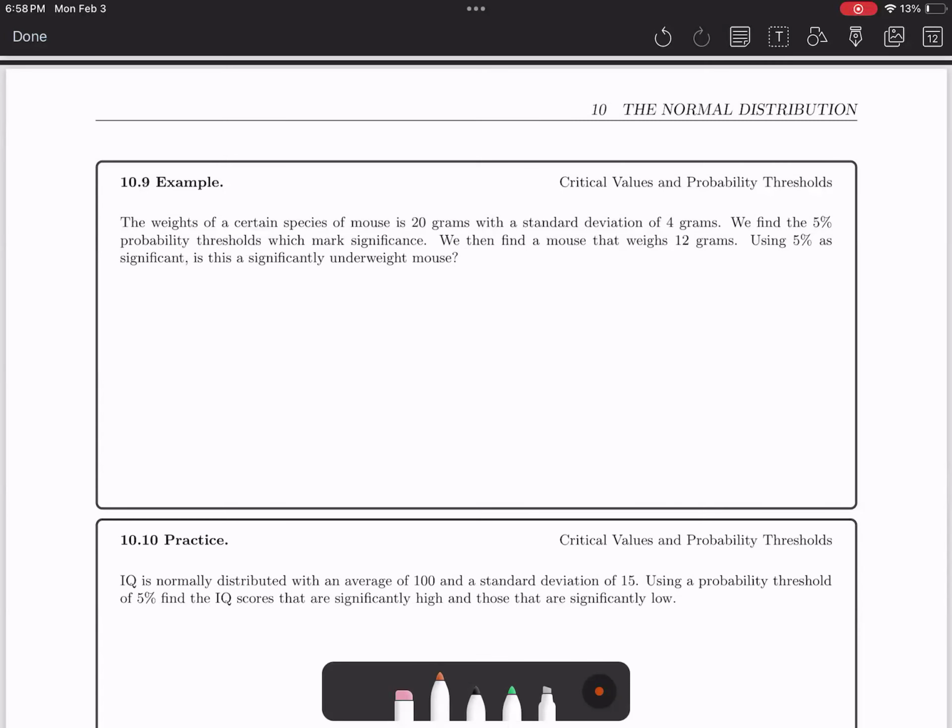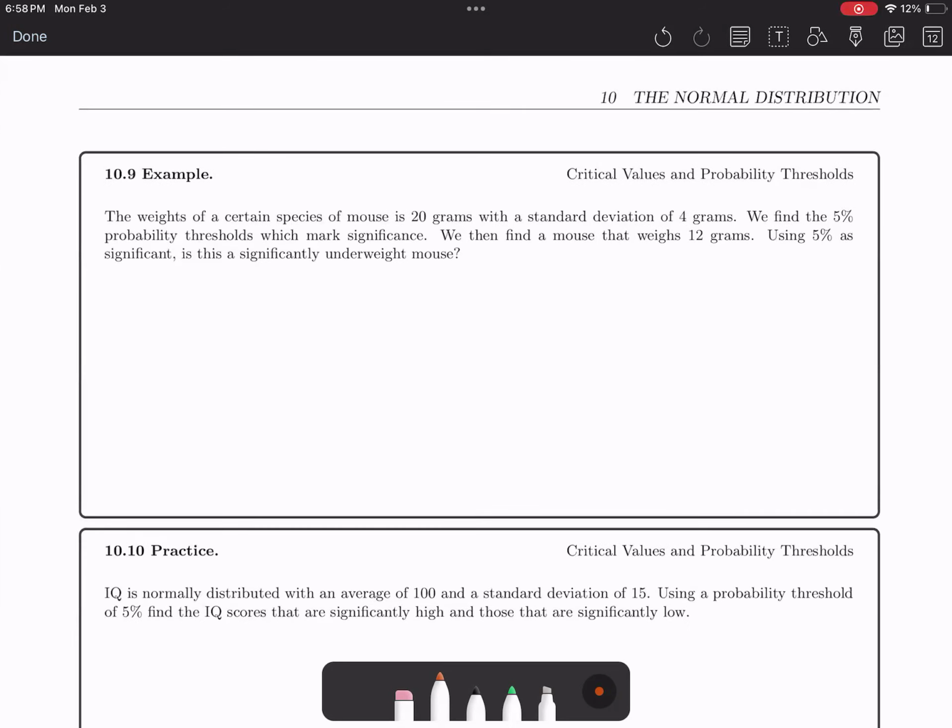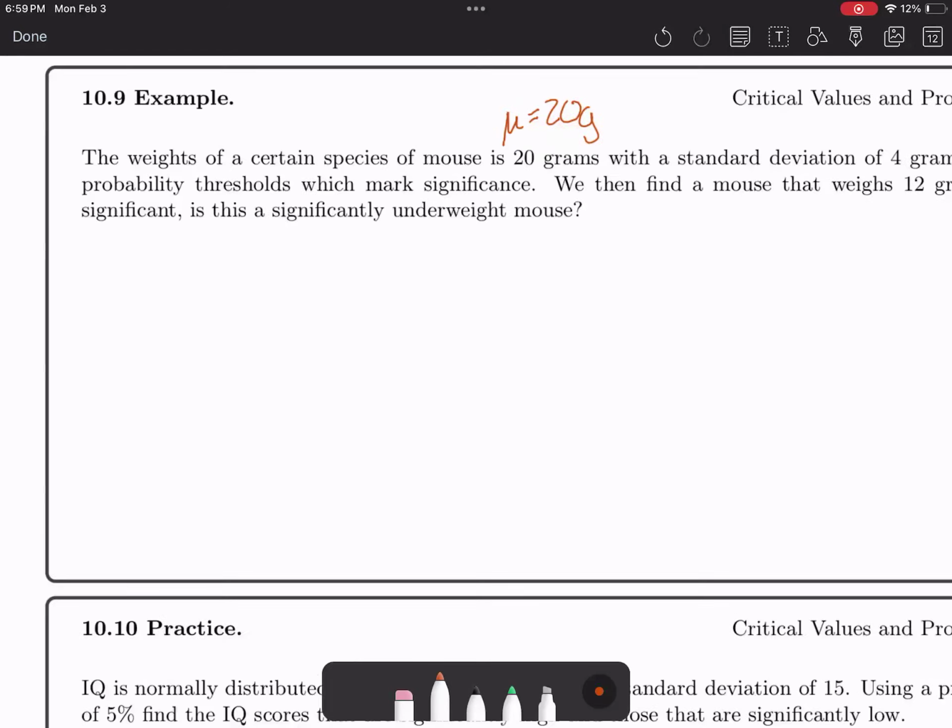Let's work on example 10.9, where we discuss the critical values underneath a normal distribution. In this problem, we have that the species of mouse that we're trying to study has an average weight of 20 grams. And we also know that the standard deviation of the distribution of weights is 4 grams. So knowing those two pieces of information, we're allowed to draw the distribution.